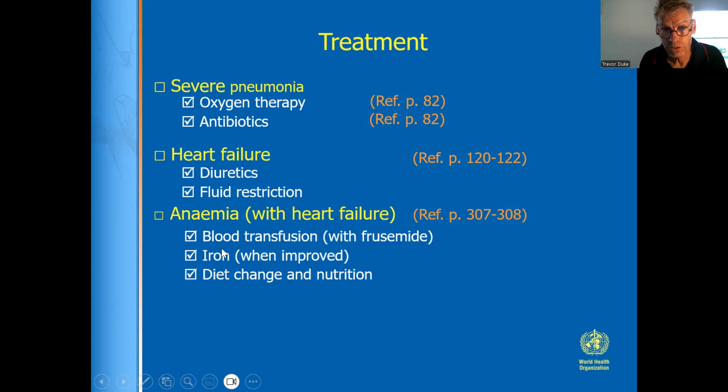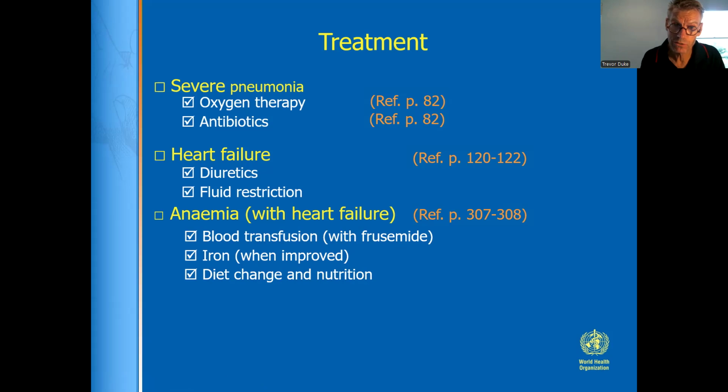For Ratu's anemia, you would give a blood transfusion because he's got severe hypoxemia, severe respiratory distress, and severe anemia with heart failure. That's enough to give him a blood transfusion. But you couldn't just give him a blood transfusion without giving him furosemide.